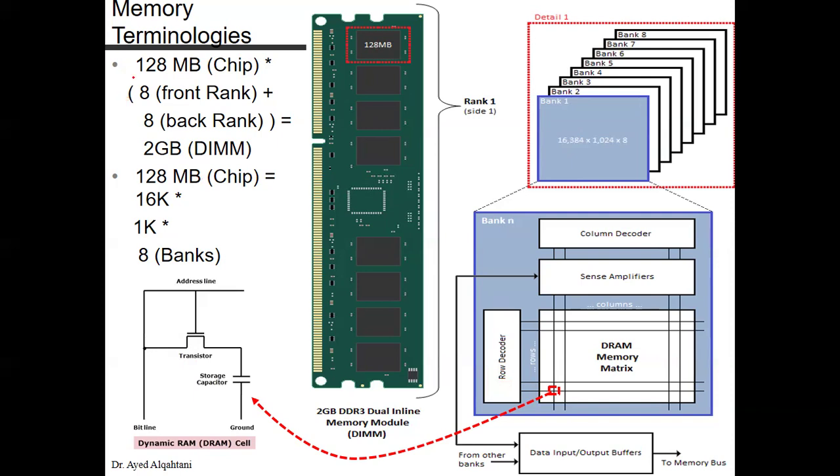Now, the 128 is organized within banks as 16K times 1K, and we have 8 banks. This is why we have 16K and 1K, and we have 8 different banks. That's basically the memory technologies, and I believe now you understand what's going on when you see this DIMM. We also have some buffers that help speed up the read and write operations.